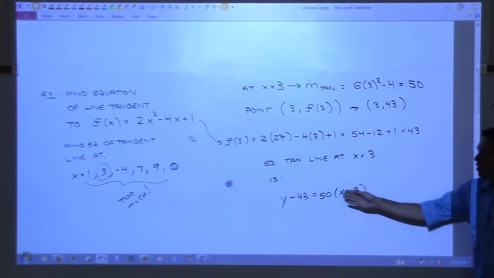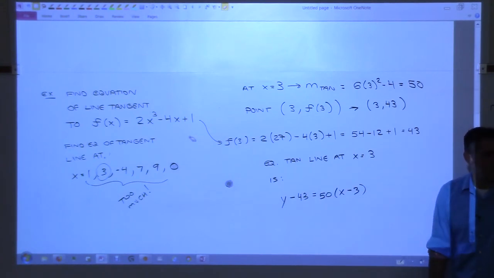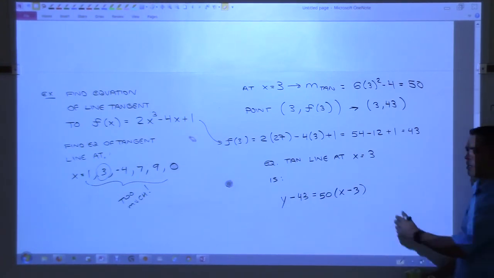And then you could distribute, right? And then clean things up and move everything to one side and you'd have it. So we good? I'm going to stop here.